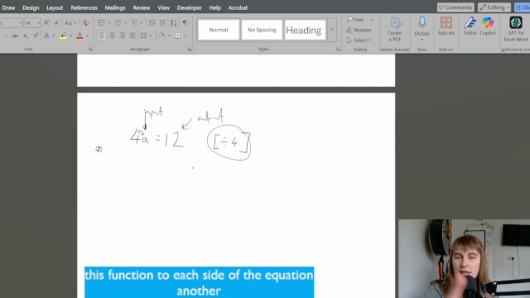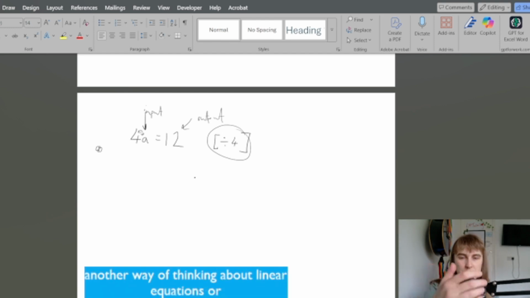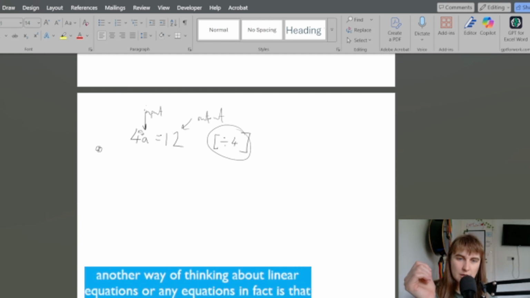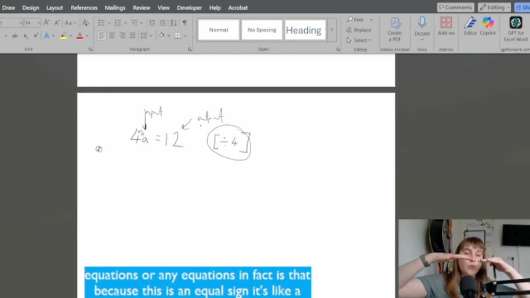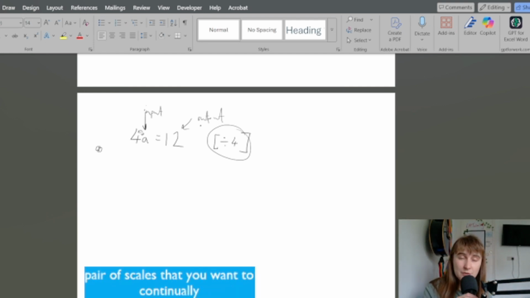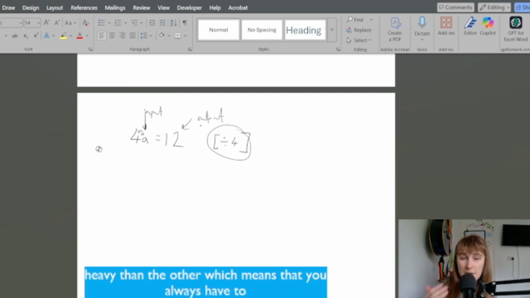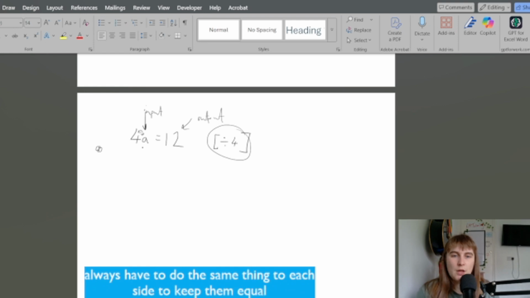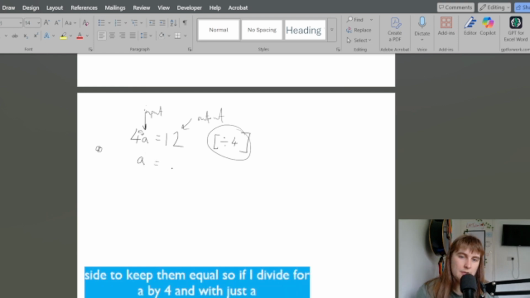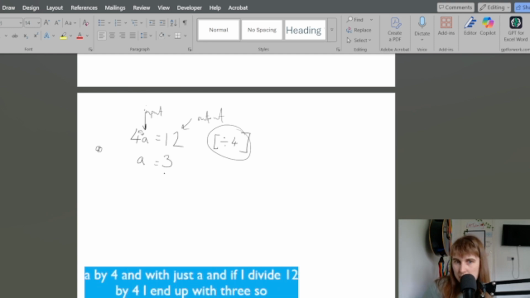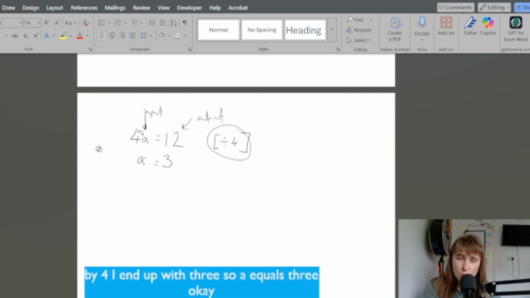Another way of thinking about linear equations, or any equations in fact, is that because this is an equal sign, it's like a pair of scales that you want to continually balance. So you never want one to be heavier than the other, which means that you always have to do the same thing to each side to keep them equal. So if I divide 4a by 4, I end up with just a, and if I divide 12 by 4, I end up with 3. So A equals 3.